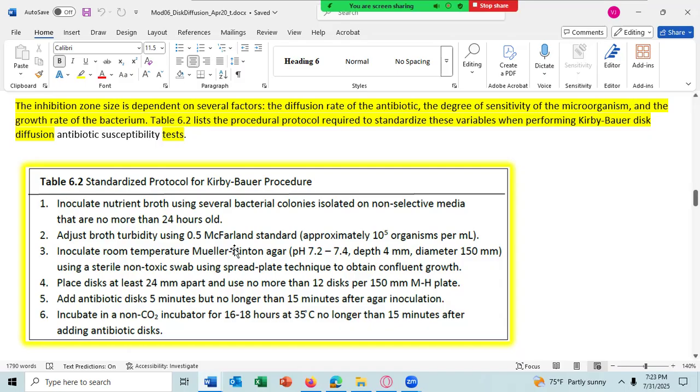So we always use Mueller-Hinton agar plates at room temperature, pH 7.2, a depth of 4 millimeters, and then we always use a plate of 150 millimeters, which is just the standard Petri dish size.